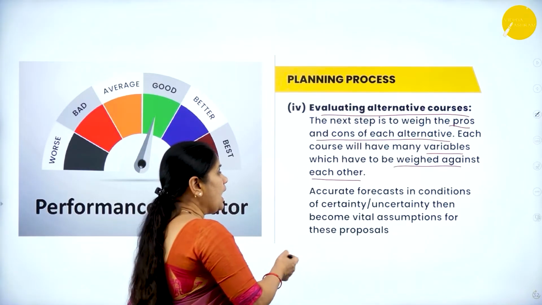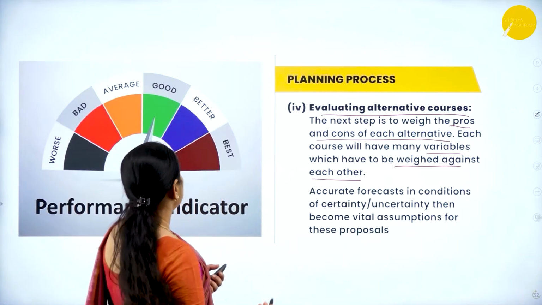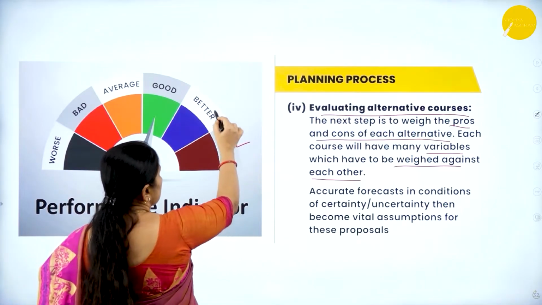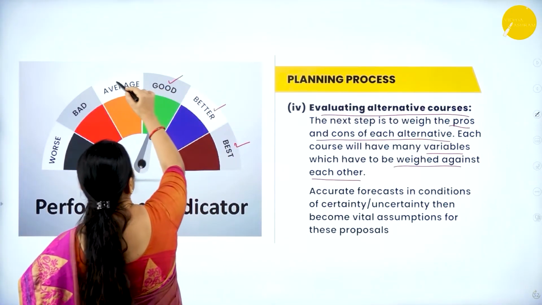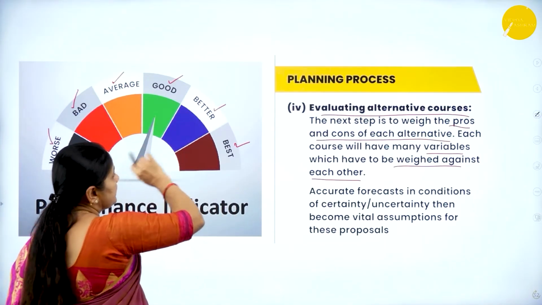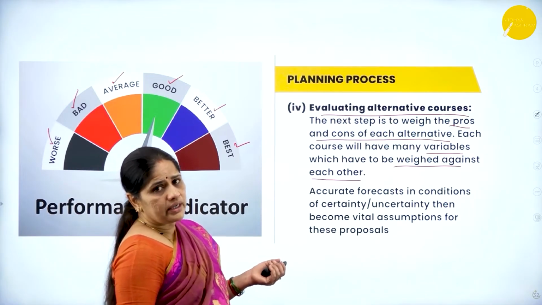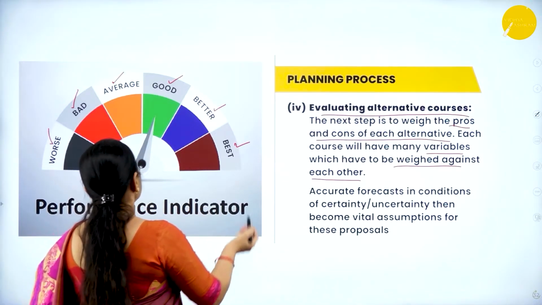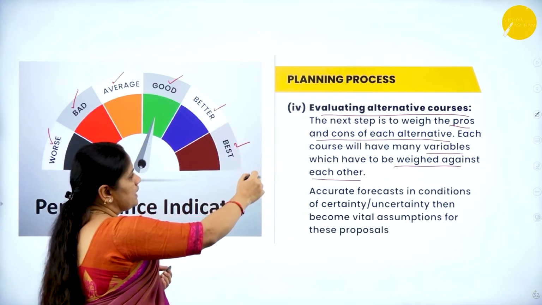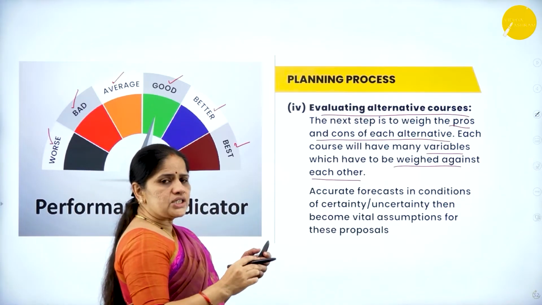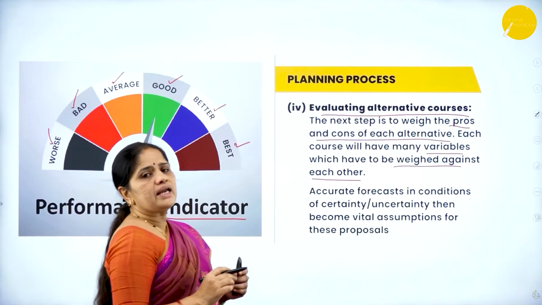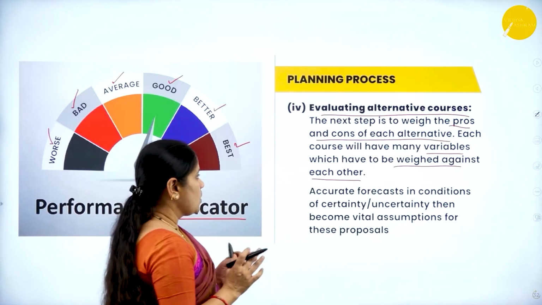Now, how do you evaluate each alternative? It can be on this basis. What is the best course? What is the better course? What is good? What is average? What is bad? What is worse? So we have criteria for evaluating the alternatives. Which alternative is worse? Which is bad? Which is average? Which is good? Which is better? Which is best? If you can have an indicator like this for each alternative, then we will be able to decide on the best alternative.